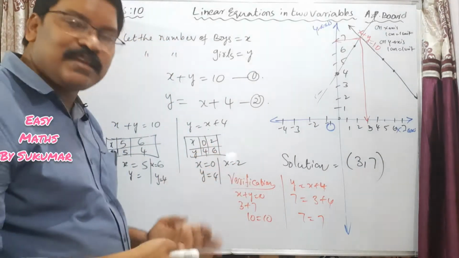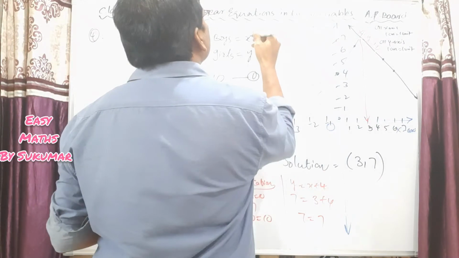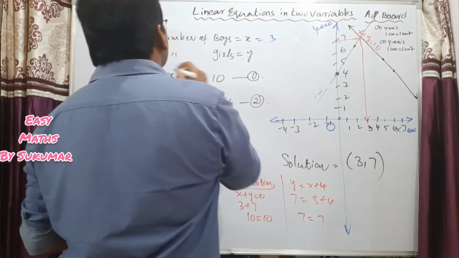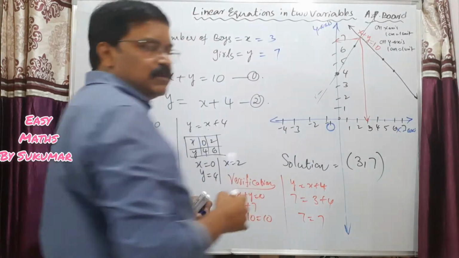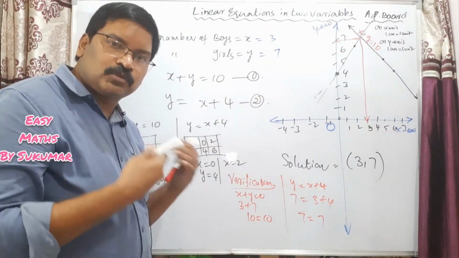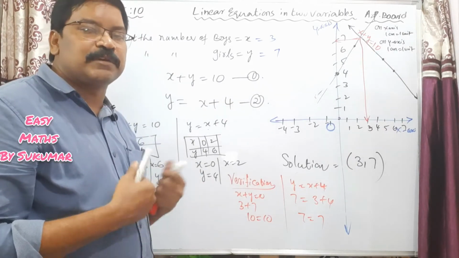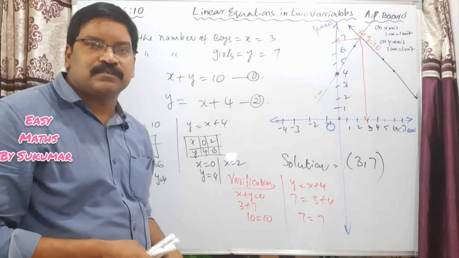Okay, finally, what is the number of boys here? The number of boys is 3 and the number of girls is 7. So the total number of students is 3 plus 7, which is 10. Total how many participated in the mathematics quiz? 10 students. So 3 plus 7 is equal to 10.